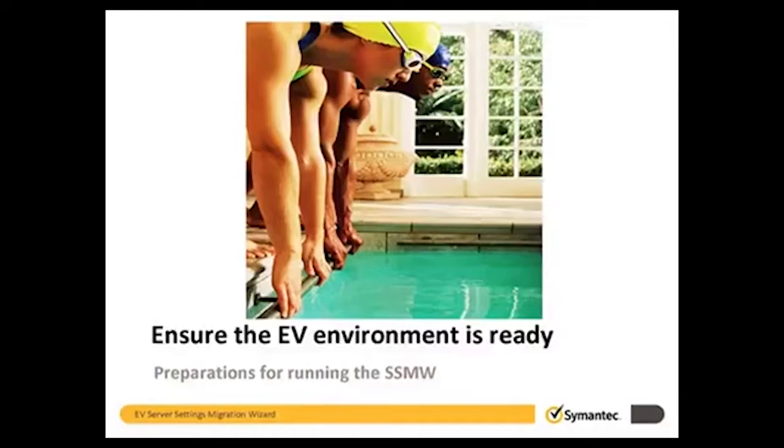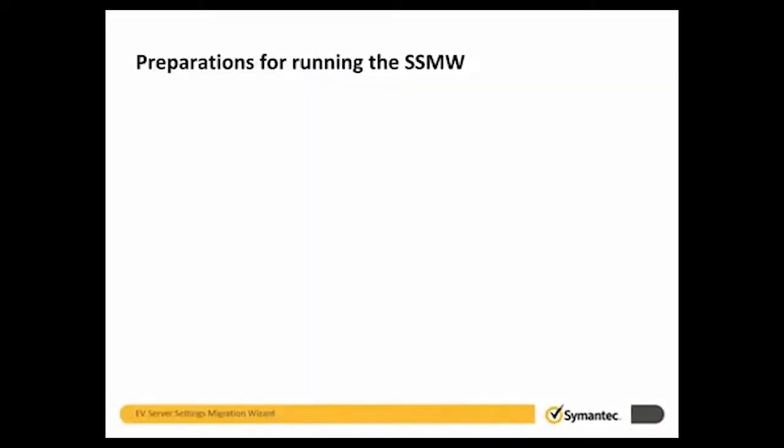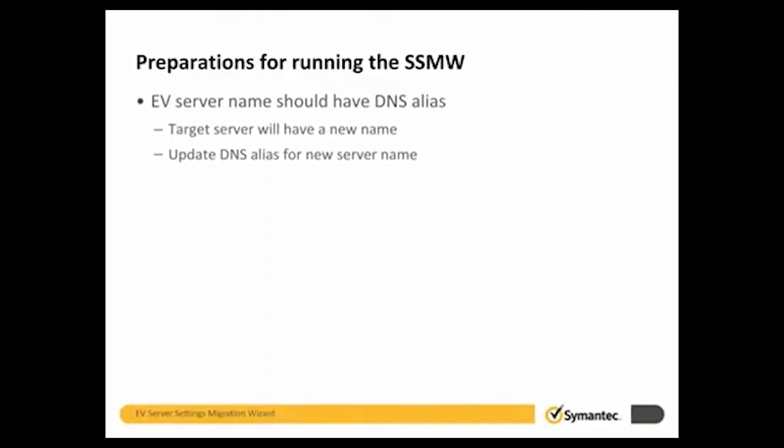Is the EV environment ready to run the Server Settings Migration Wizard? We will take a look at the preparations for running this utility. The EV server name should have a DNS alias to allow for an easier process to move the server to new hardware. The target server will have a new host name, and the DNS alias will be updated to point to the new server name so that the same name can be used.